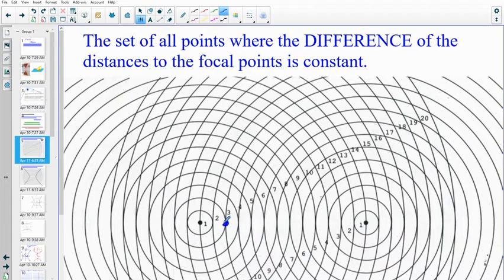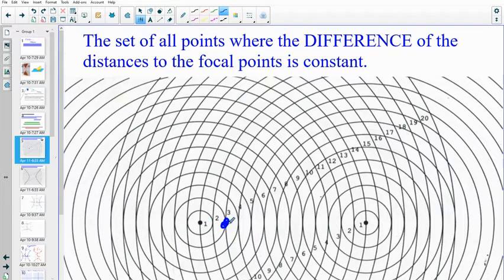I'm going to say if I want my hyperbola to go through that point right there, the difference in the distances to these 2 points, well, it's a distance of 2 units away from the point on the left, and it's a distance of 11 from the point on the right. So this distance is 2, this distance is 11. The difference between those distances, 11 minus 2, is 9. And so if I graph all of the points on this diagram where the difference between the distances to the focal points is 9, we are going to see this thing called a hyperbola.